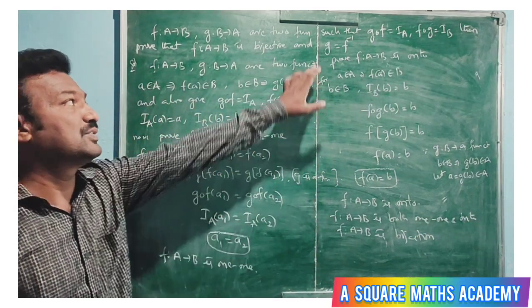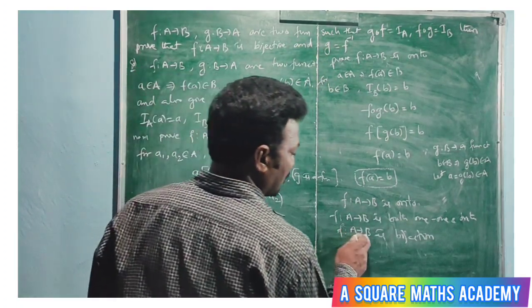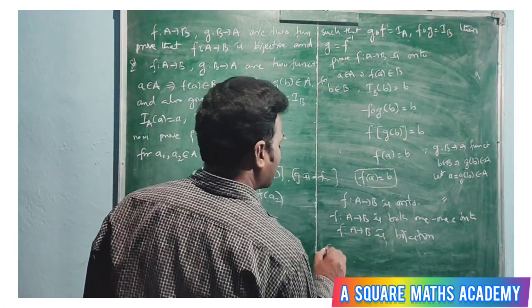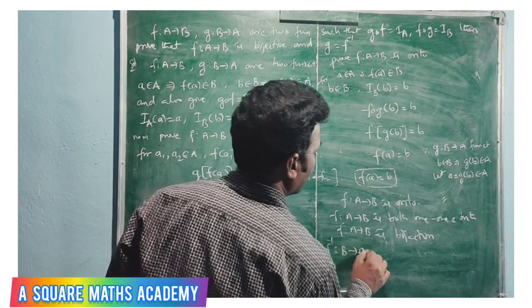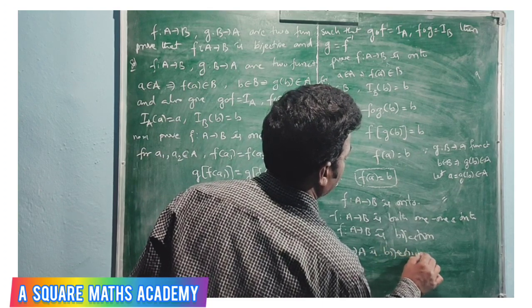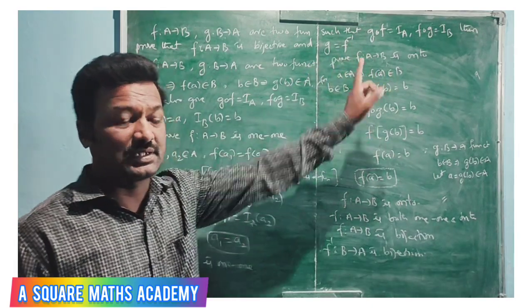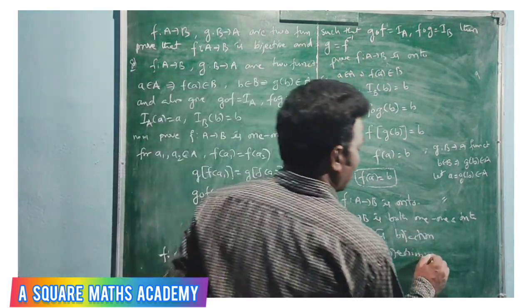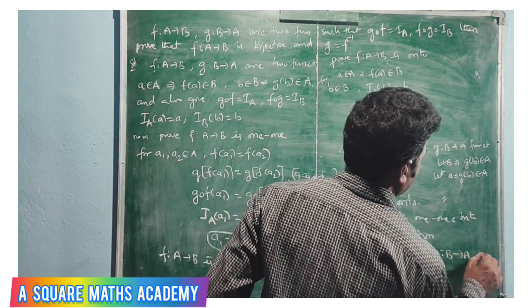So then after, we prove g equals f inverse. Clear? So g equals f inverse means here f: A to B is bijective, then f inverse also exists here, B to A is bijective. Bijection, okay? So what we prove is g equals f inverse. That's why we write here g is a mapping from B to A, is a function.